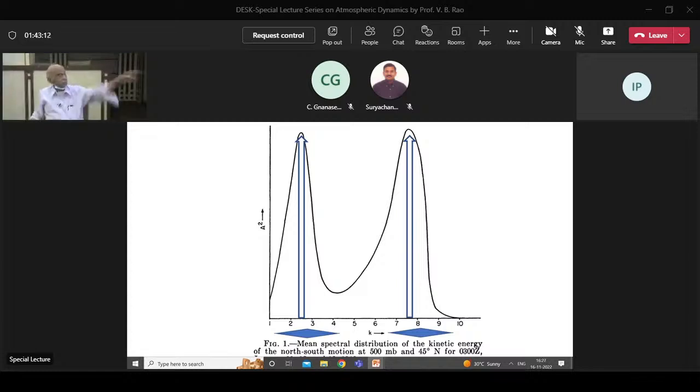Please pay attention. This peak at 2 and 3 is very, very narrow, whereas 7, 8, 9 is a little bit broad. This is the mean spectral distribution of kinetic energy of the north-south motion, the V motion, at 500 millibar, 45 degrees north. So it is the V component. That means A means V, A square means V square, that is V square or V square by 2, kinetic energy.